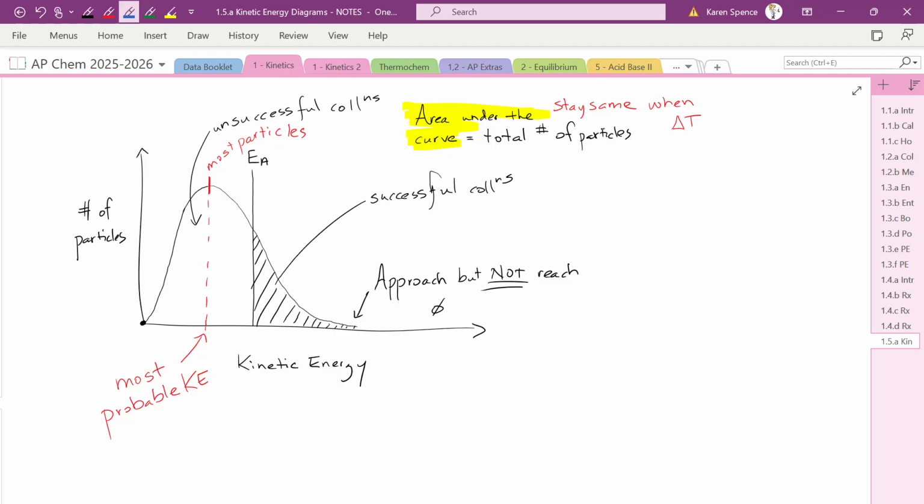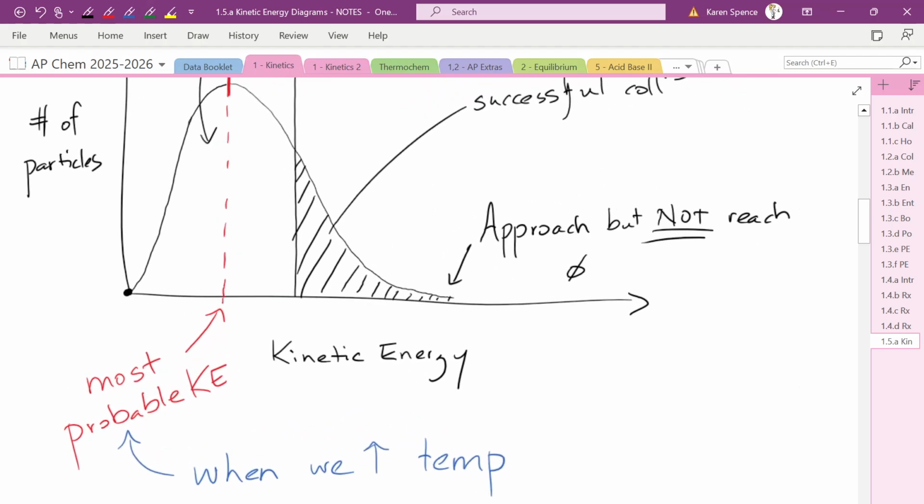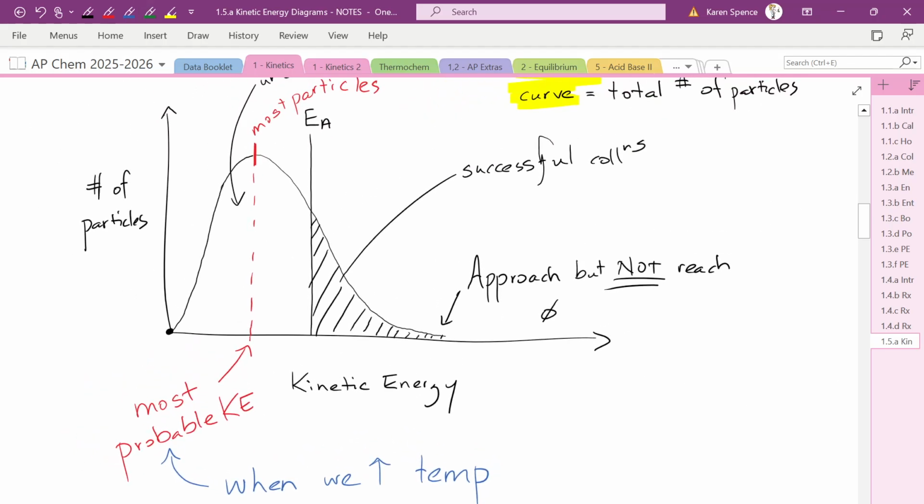What's going to happen to this curve? What's going to happen to the most probable kinetic energy if we increase the temperature? Will it stay the same? Will it move to the left? Will it move to the right? It's going to move to the right. Okay, so that's our peak.